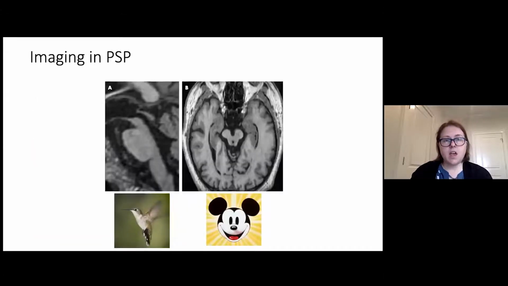Okay. A couple of imaging findings in PSP that can be common board questions. There is the hummingbird sign and the Mickey Mouse sign. This is because PSP causes atrophy of the midbrain and the brainstem. And so you see a very full pons here in the middle of the brainstem with a very small midbrain, so it looks like a hummingbird. And then shown in axial sections, likewise, the midbrain atrophy. Instead of a nice plump midbrain here, due to all the atrophy here, it looks like Mickey Mouse ears.